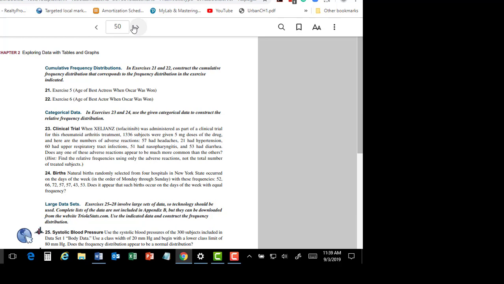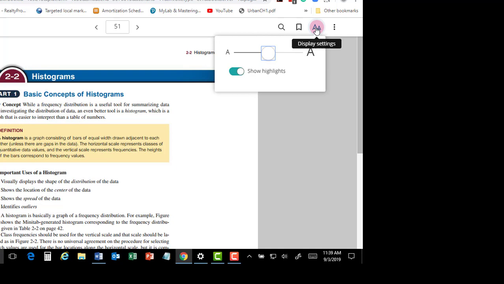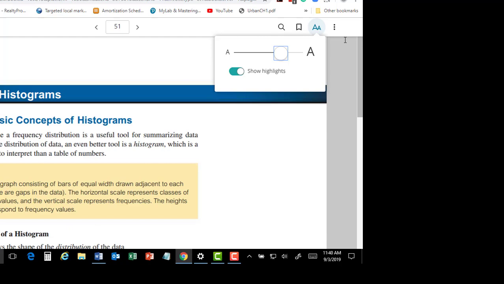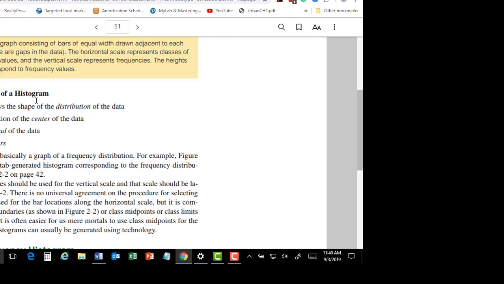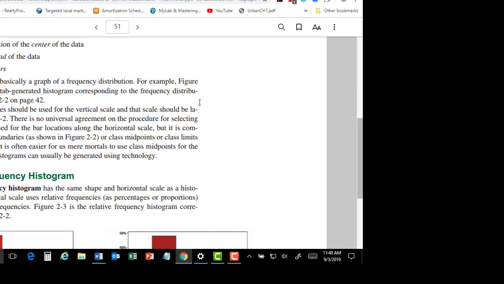All right, 2.2. Now we're going to talk about the histogram, which is already pretty much done. We've just taken each frequency. All right, I'll show you quickly. Here it says important uses of the histogram. I'm not sure if you can see it, but it's to visually display the shape of the distribution. Really, it's what it's about. And so look at the connection. The histogram is basically a graph of the frequency distribution. Class frequency is used for vertical scales.